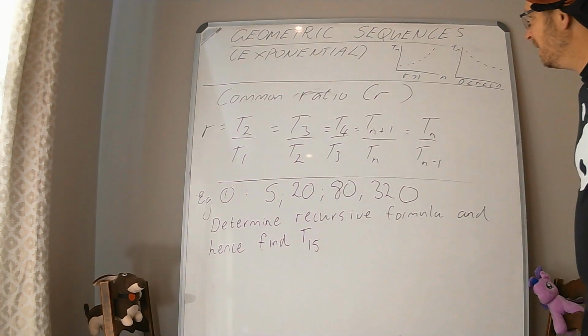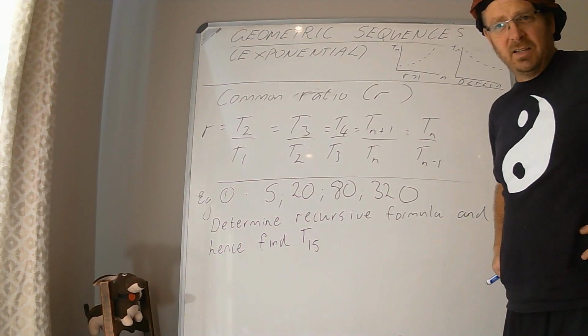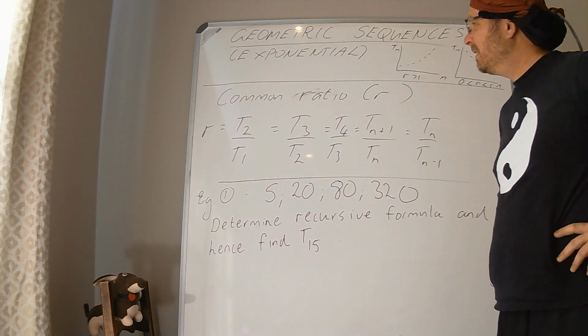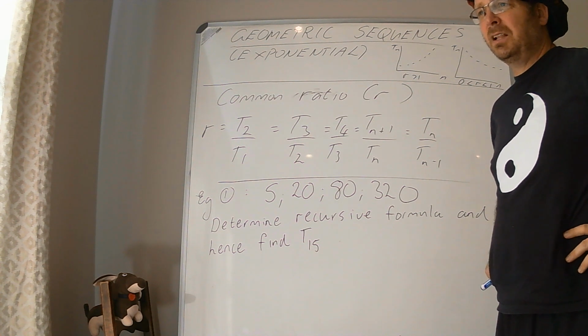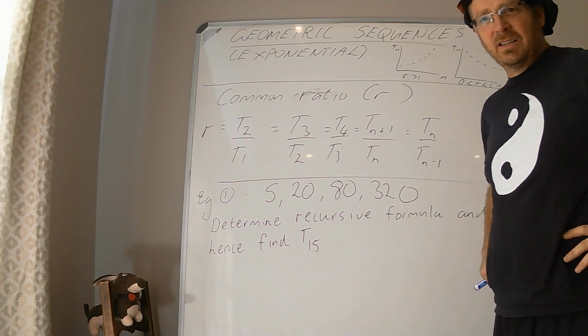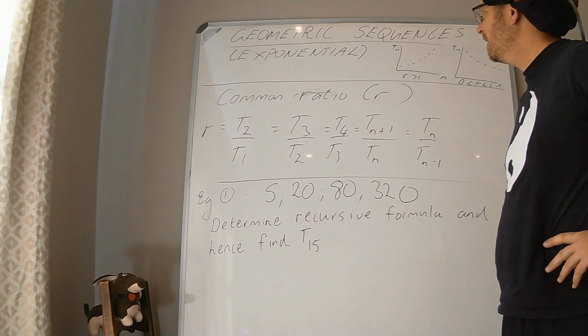Okay, so the next kind of sequence. We looked at arithmetic sequences, and in arithmetic sequences there was a common difference. In geometric sequences, there's a common ratio. In other words, you're multiplying by a constant number to get from one term to the next.